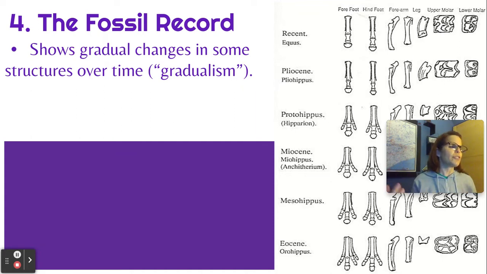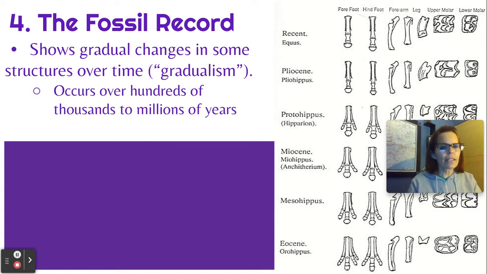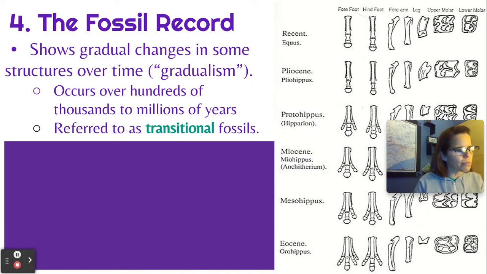Some evidence for evolution: the fossil record. So what we see in the fossil record is gradual changes in structures over time. And that's called, very conveniently, gradualism. And we see these changes occurring over hundreds or thousands of millions of years. And those fossils in between are called transitional fossils.